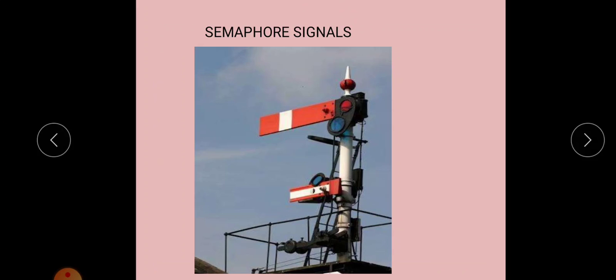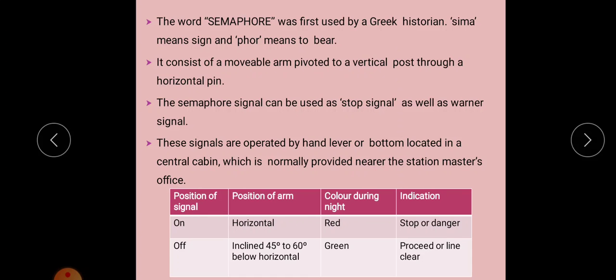Next we can discuss what is semaphore signal. So this is a figure showing semaphore signal. You may have seen the semaphore signal on your railway track. The word semaphore was first used by a Greek historian. Sema means sign and phore means to bear, and it consists of a movable arm pivoted to a vertical post through a horizontal pin, and it can be used as a stop signal as well as a warner signal. These signals are operated by hand lever and button located in the central cabin, which is normally provided near the station master's office.